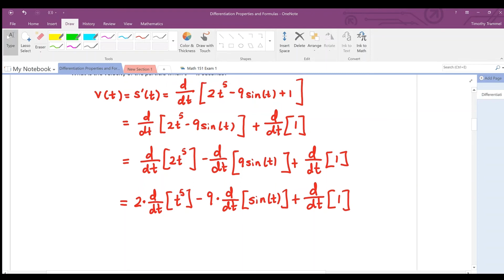Now, in our brains, we will normally jump right from the beginning to thinking about the problem already in this fashion. So your actual first step might look like 2 times 5t to the 4th, minus 9 times the derivative of sine of t, which is cosine of t, and then plus the derivative of 1, which is 0. So normally we'll skip pretty much everything above and jump right to here. And we can go a little bit further: 2 times 5 gives us 10. So we have 10t to the 4th minus 9 cosine of t.